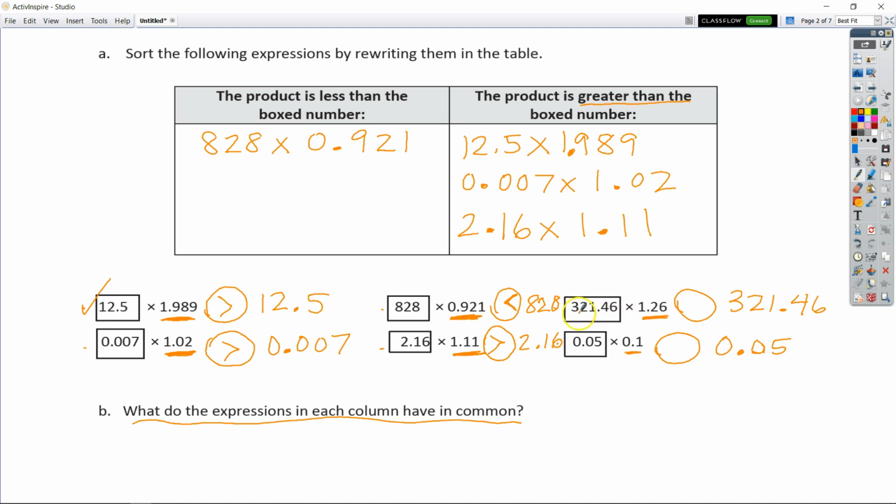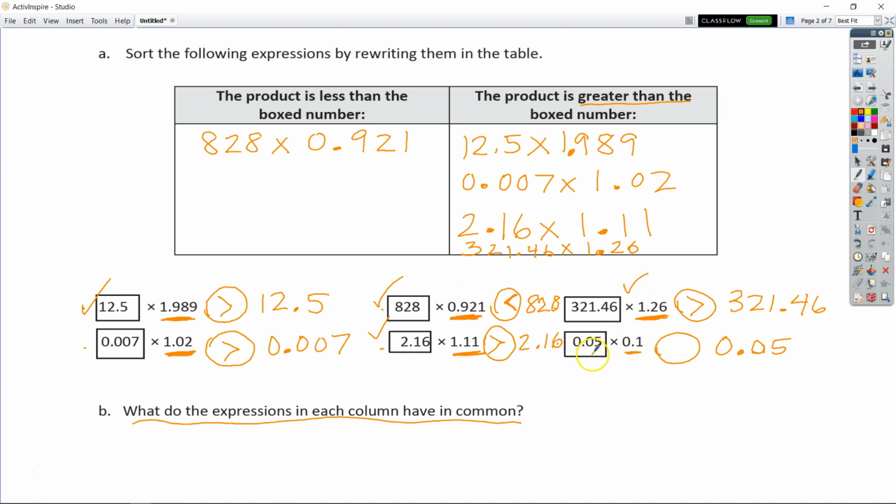Next, we have 321 and 46 hundredths times 1 and 26 hundredths. We know this is greater than 1. Our scaling factor is greater than 1. So when we multiply our scaling factor, which is greater than 1, by 321 and 46 hundredths, it's going to be greater than 321 and 46 hundredths. So we would have to squeeze that in this box too. Try to get that in there. All right, so now we're finished with this, finished with that, finished with this one.